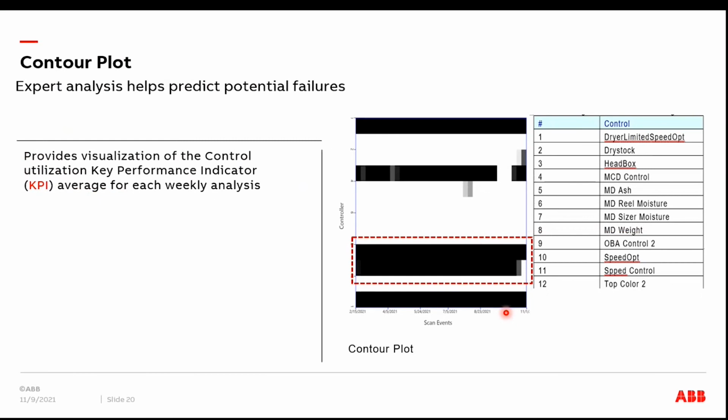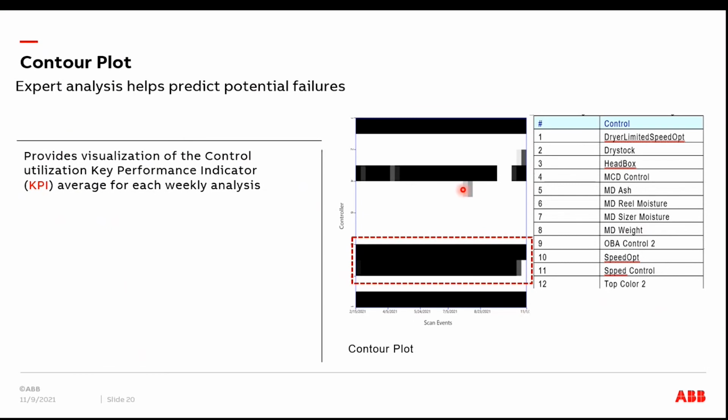This is the contour plot figure. It provides visualization of the control utilization key performance indicators averaged for each weekly analysis. The KPI is defined by how far the control loop's average time in automatic deviates from the desired limit. For example, if you have set a threshold of 98%, the x-axis designates the time period with the start date on the left and the end date on the right. A dark region indicates a problem area, and a lighter to whiter region indicates a controller that is very close to or meeting the utilization limit.